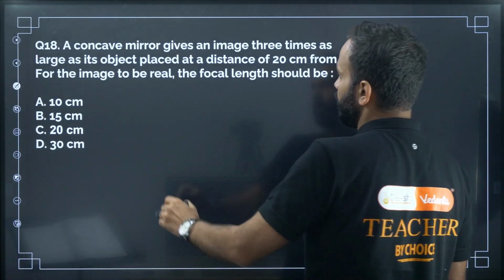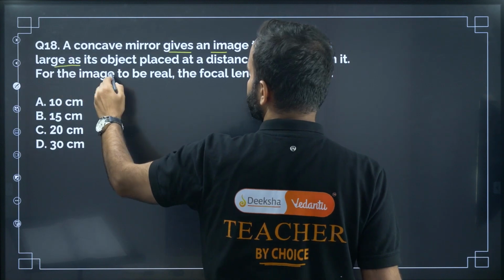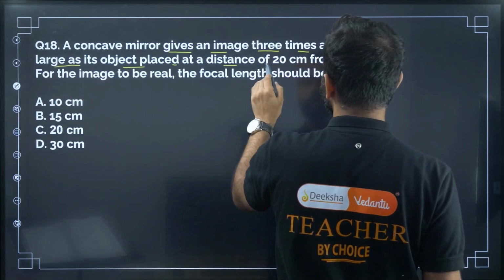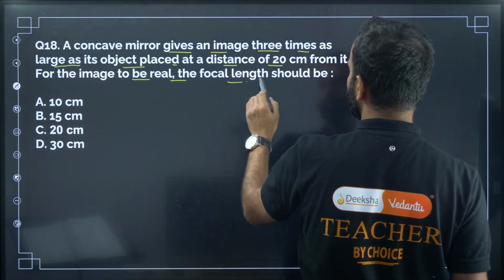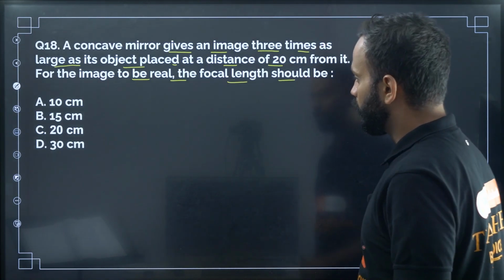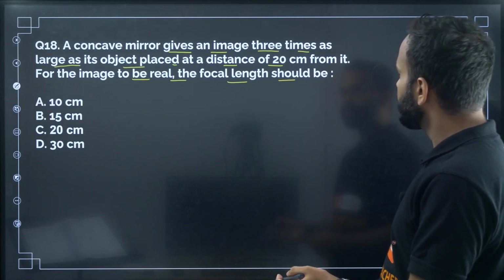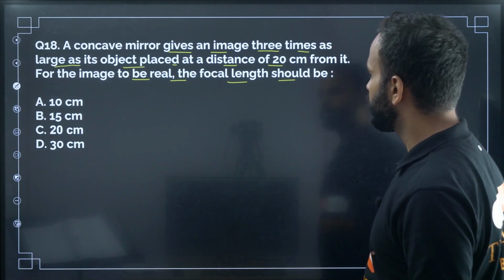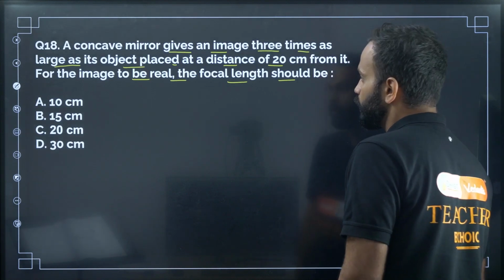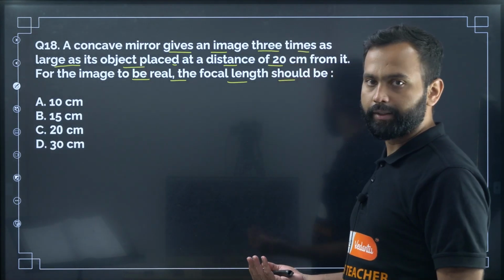Question number 18. A concave mirror gives an image 3 times as large as its object placed at a distance of 20 centimeter from it. For the image to be real, the focal length should be. Okay, so the image is real. So we need to find the focal length of the mirror, right? So here the focal length of the mirror is anyway it's negative, right?